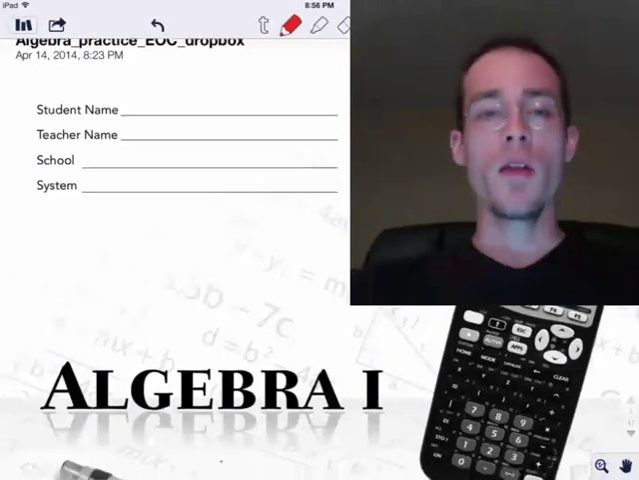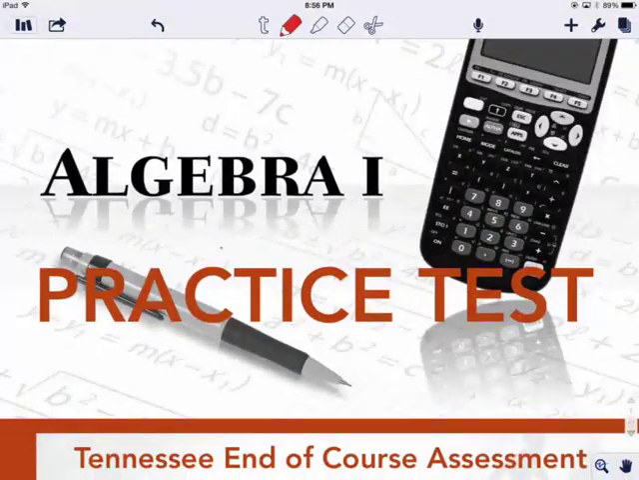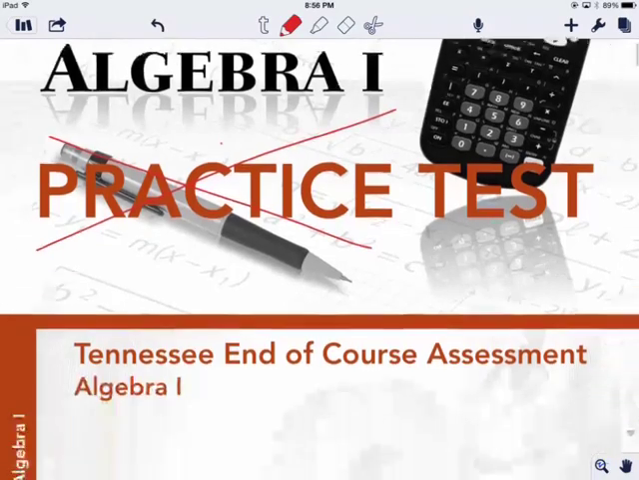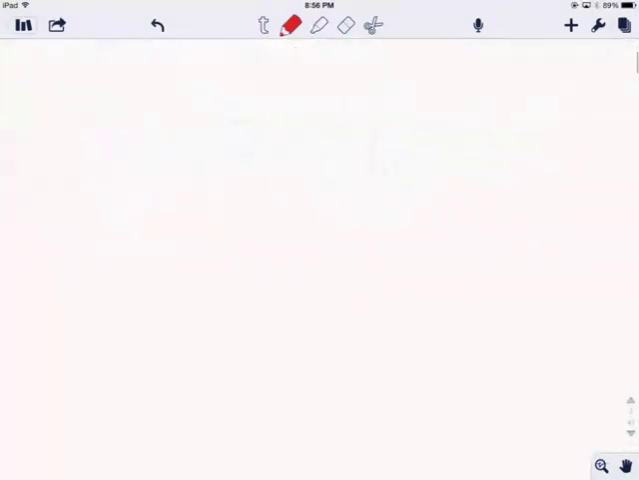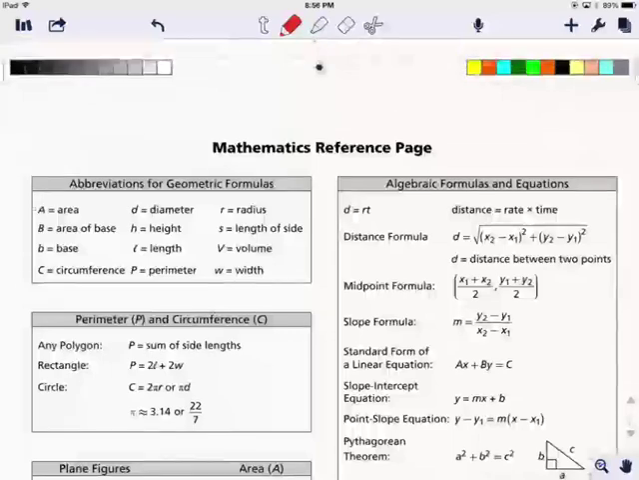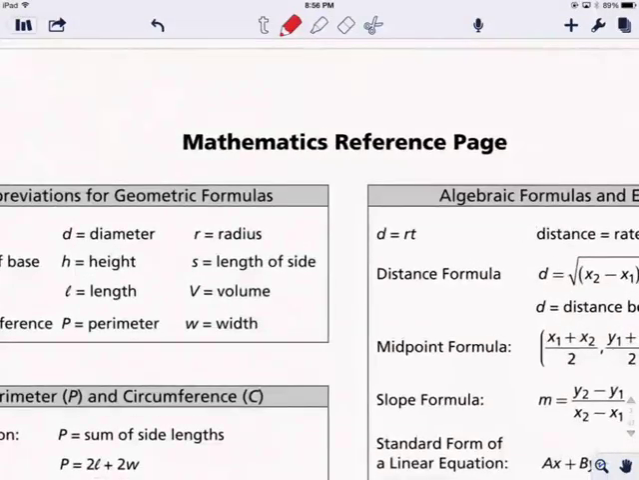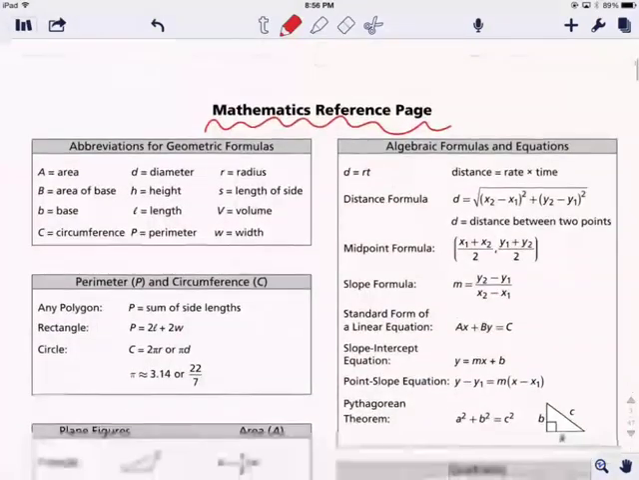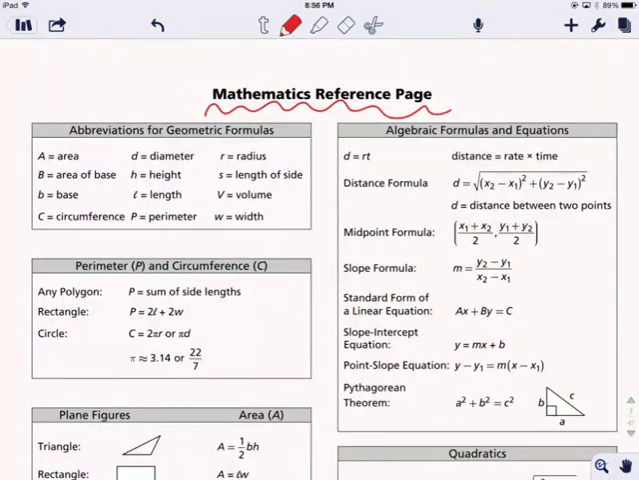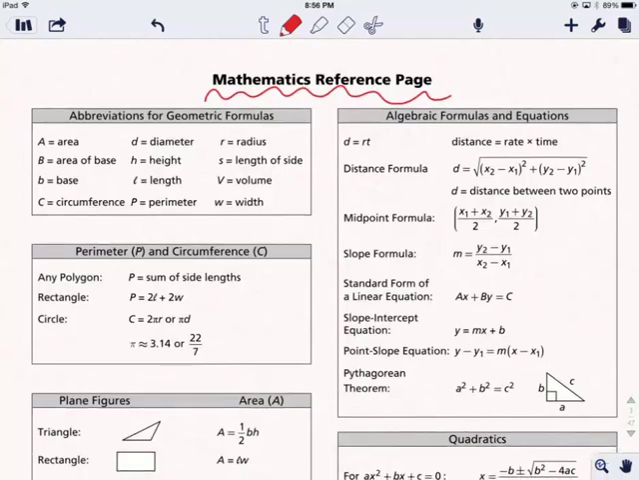Okay, this is what the Algebra 1 test will look like, except obviously it won't say practice. When you take it in May, it will be the real deal, worth 25% of your grade. Something to notice right here is that you will have access to this whole page. Remember your cheat sheet, your yellow best friend? This is it. You will have access to the whole thing during the test.